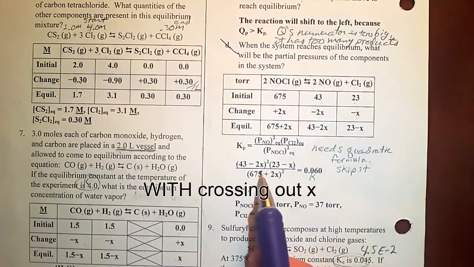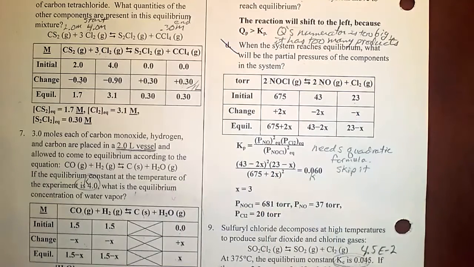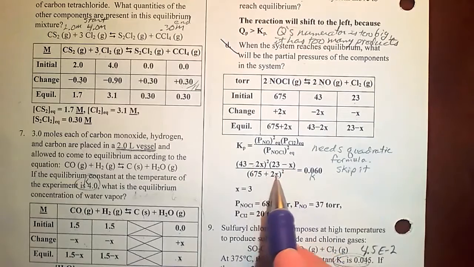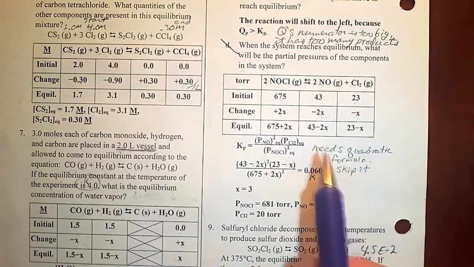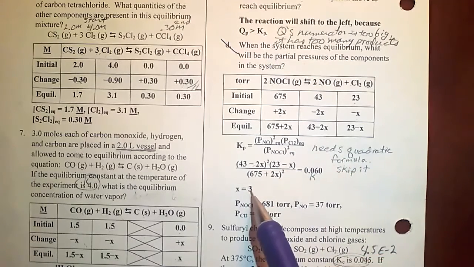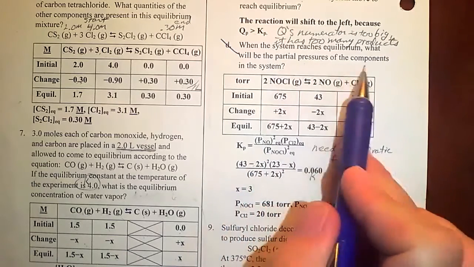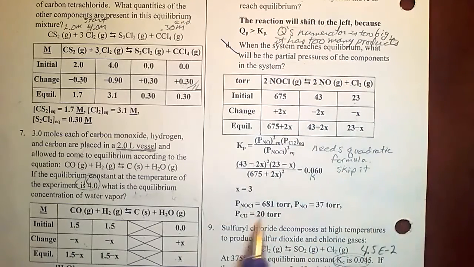And I also ran this one without crossing out x, and you get the wrong answer. Again, K is too large to just ignore the minus 2x, minus x, plus 2x. You get the wrong thing. So this is a quadratic formula, so it needs the quadratic formula, and skip that. But anyway, the answer for x is 3. Except that, remember, that is not the final answer, because it was, what are the partial pressures of the components? So put the x value back into these 3 and get your final values.